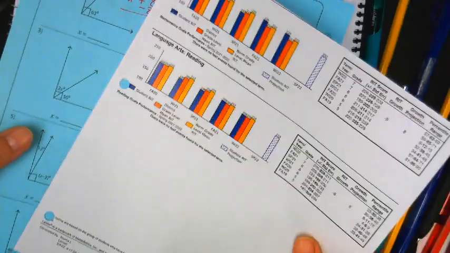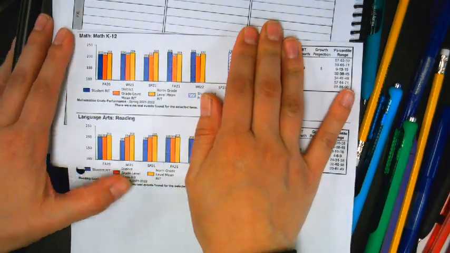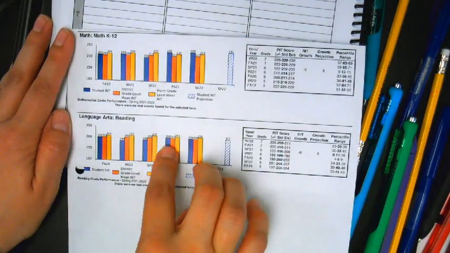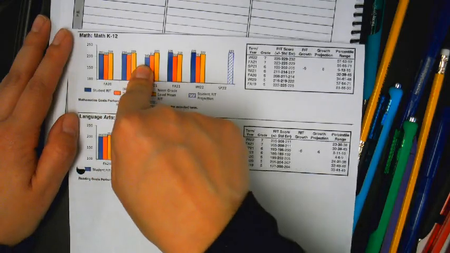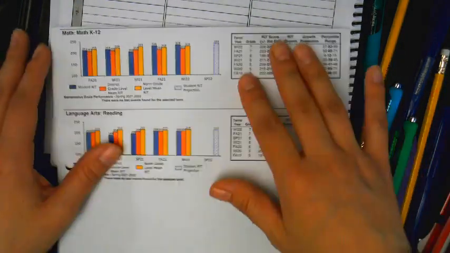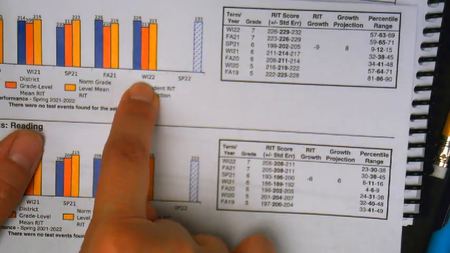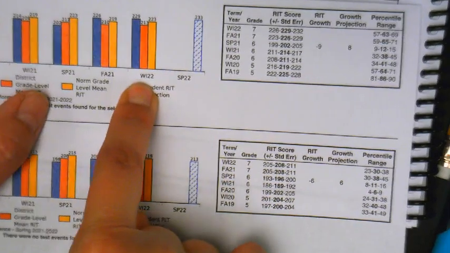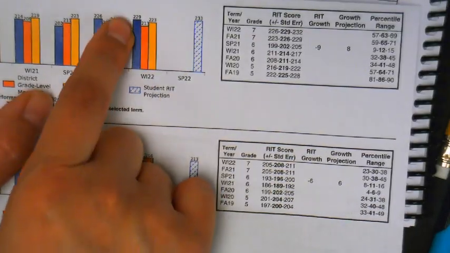Okay, so I gave you a printout. Now, these are your MAP results for math and English. We're going to focus on math, obviously. For those of you who don't have a MAP score for math, you're just going to listen, but you can do the activity towards the end. So, if you look at WI 22, that's the last time we took a winter test, which was actually in December. The blue is your score.